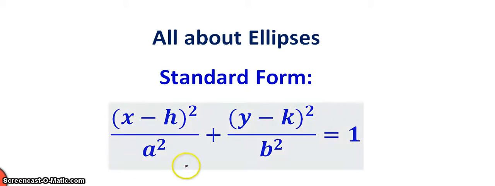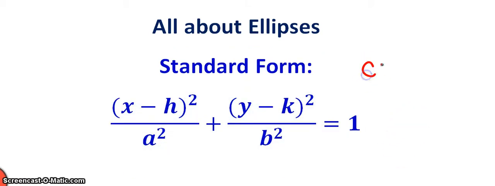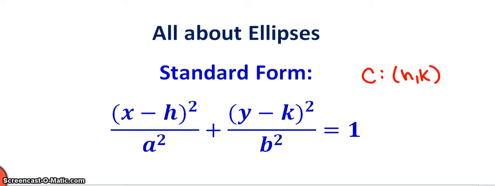So with that said, this equation here is the standard form of an ellipse, specifically where the center is (h, k), like our friend the circle. But that's about all that remains consistent within this equation compared to the parabola or the circle. So what else do we need to find in order to graph an ellipse?